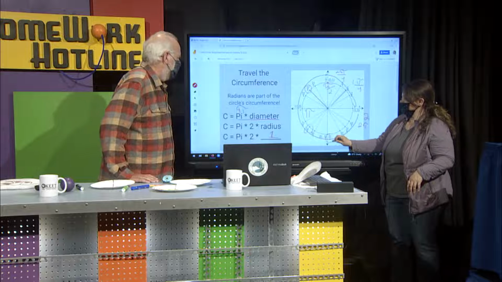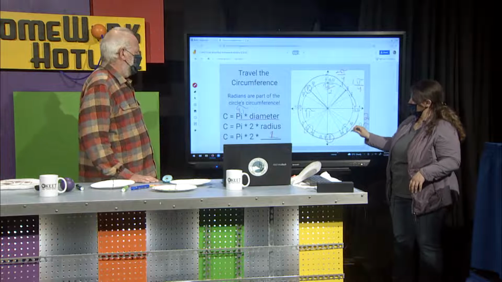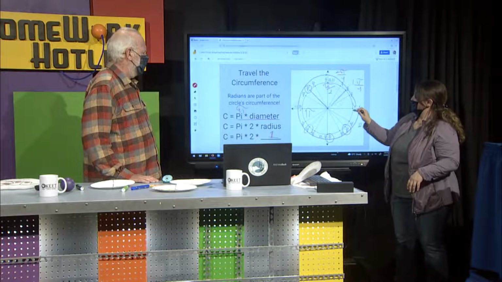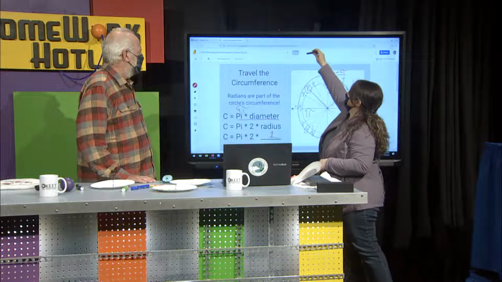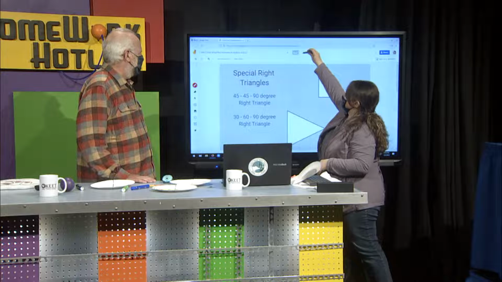6 pi over 4, 7 pi over 4. This one would also be 8 pi over 4. What is 8 divided by 4? 2. Okay, so I get a little excited because I like doing this in class with my 11th graders.